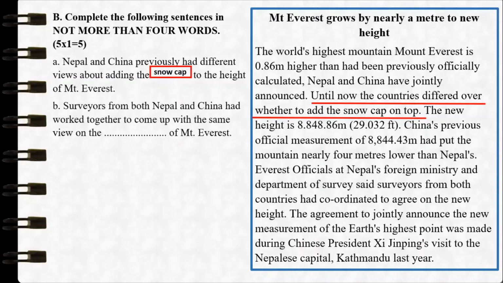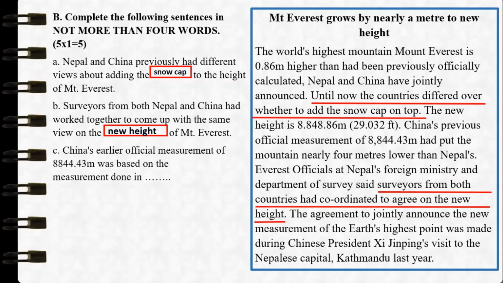Surveyors from both Nepal and China had worked together to come up with the same view on the dot of Mount Everest. And yes, the correct answer is new height. Similarly, China's earlier official measurement of 8,844.43 meters was based on the measurement done in.